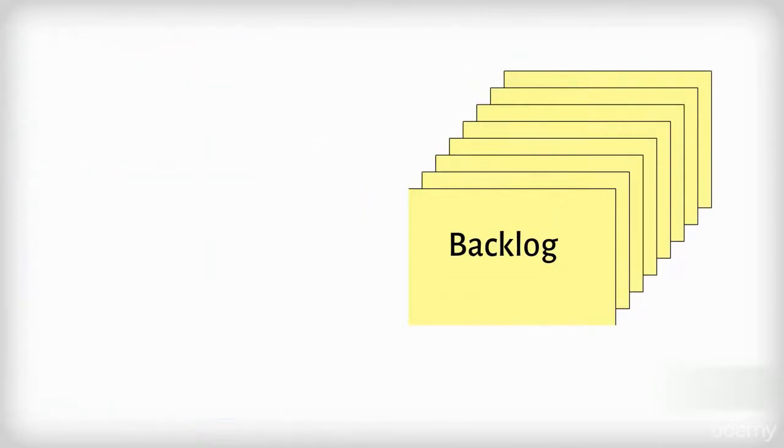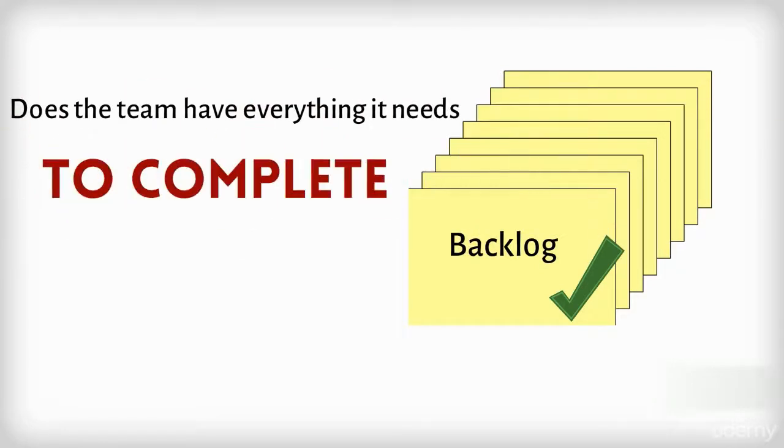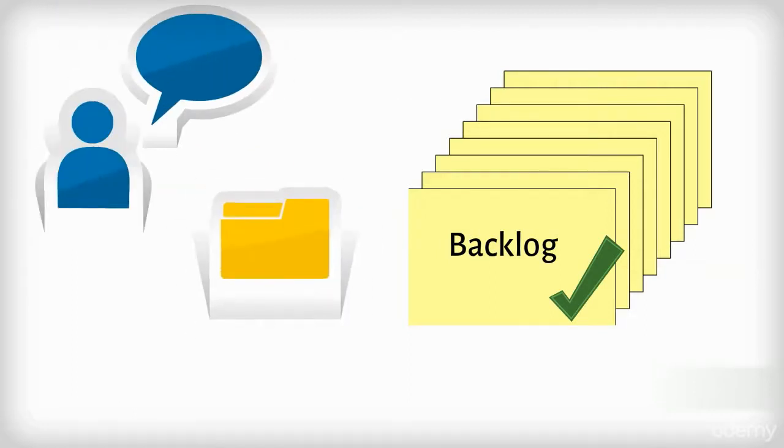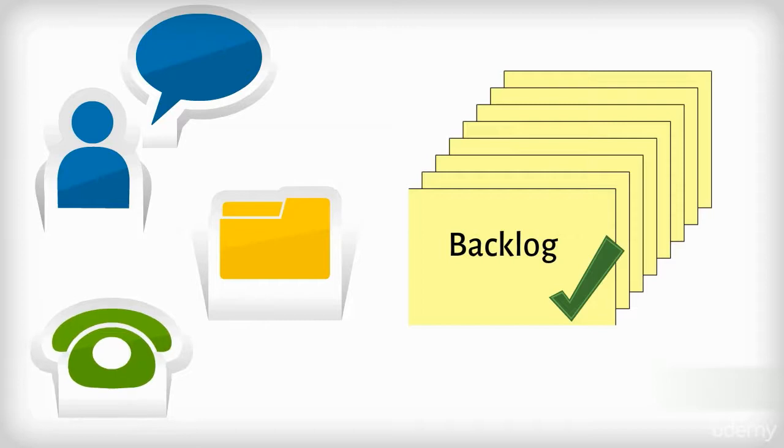At this point, the backlog may be complete, but in order for any of its stories to be ready for a sprint planning session, we need to ask the question: does the team have everything it needs to complete this story? There are often identifiable dependencies, such as a third-party feed, specification documents, or points of contact, that need to be supplied in order for a team to do its job.